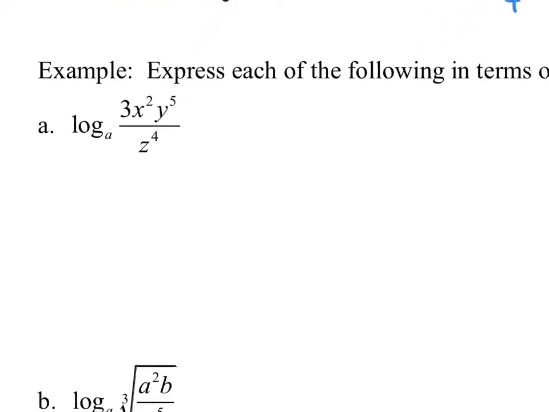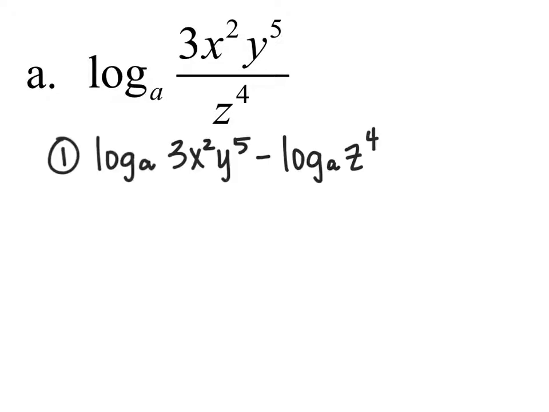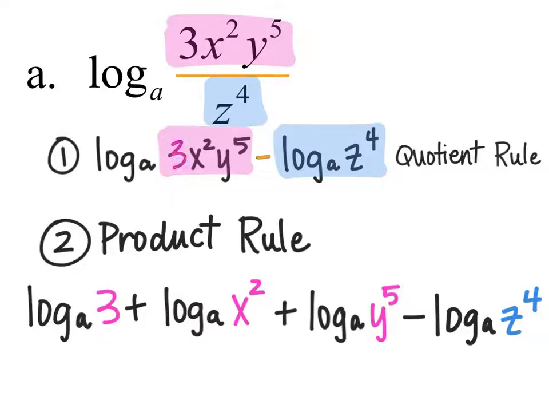All right, so now we're going to expand log base a of 3x squared times y to the fifth over z to the fourth. So first I'm going to break this apart into log base a of 3x squared y to the fifth minus log base a of z to the fourth. And that was applying our quotient rule. And then I'm going to apply the product rule. So I'm going to have log base a of 3 plus log base a of x squared plus log base a of y to the fifth minus log base a of z to the fourth.